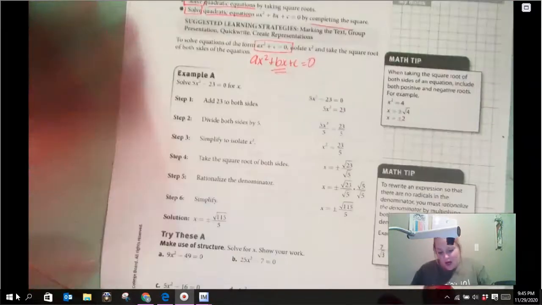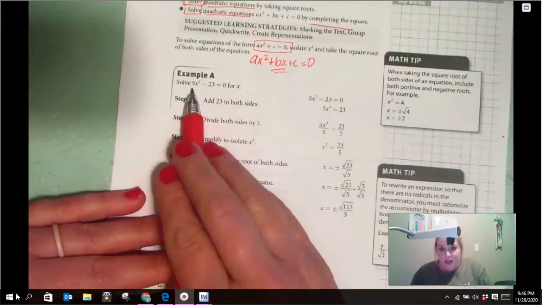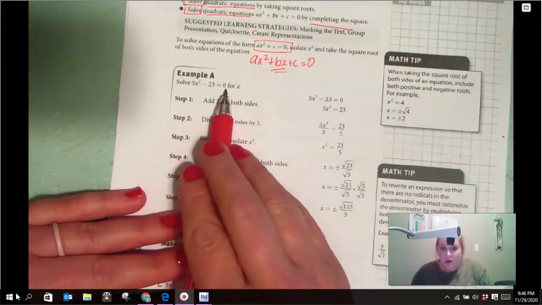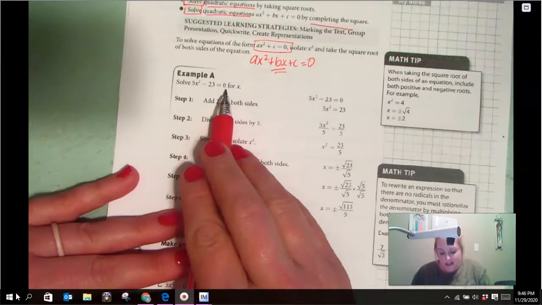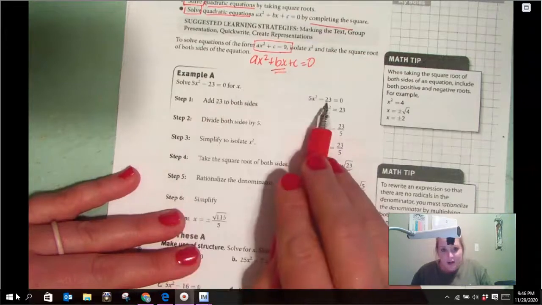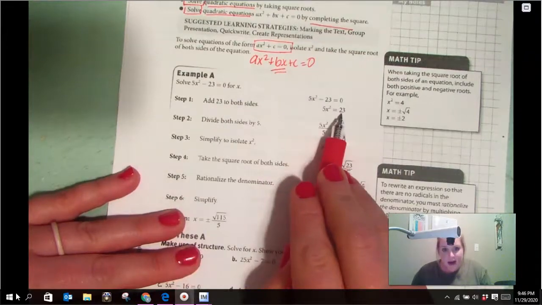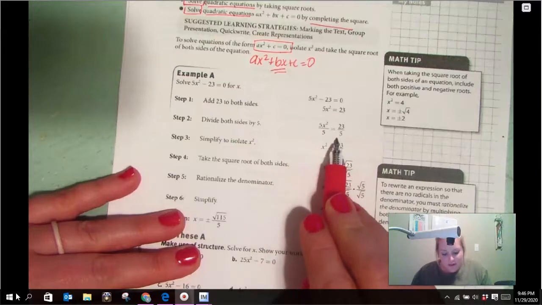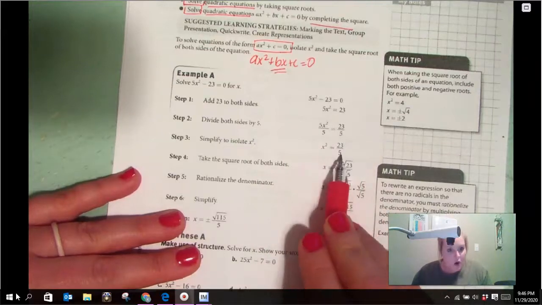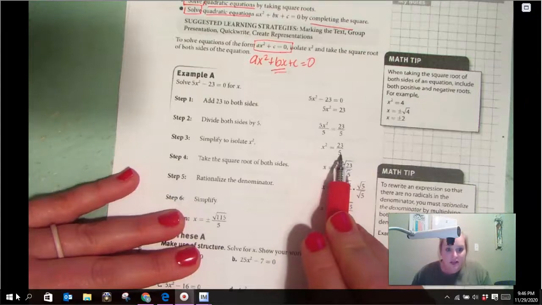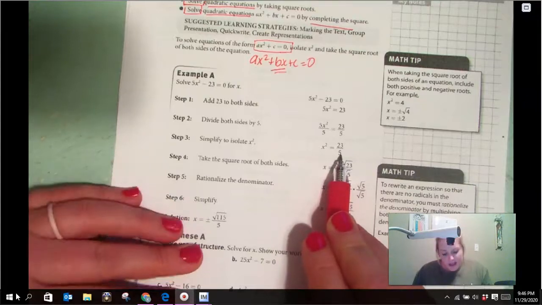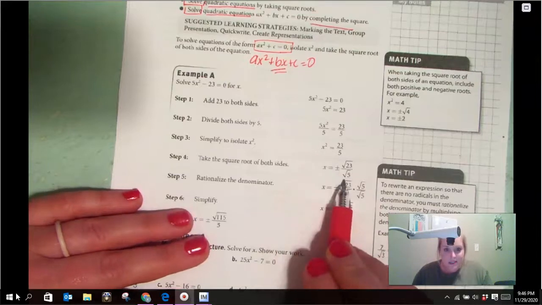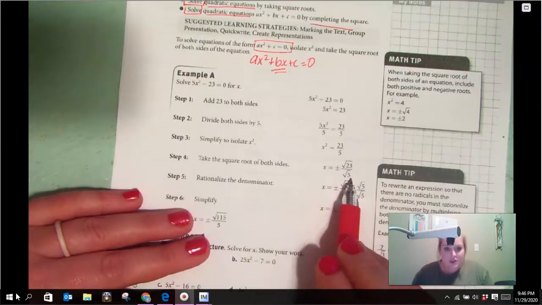So if we look at this first question here, we've got 5x squared minus 23 equals 0. So we need to solve for x. So they're going to add the 23. That gives you that. Divide by 5. Now that's not divisible, so leave it as a fraction. Don't give me decimals. Do not give me decimals. Okay. Then to get rid of the square, you have to take the square root of both sides. You can see they took the square root of the top and the square root of the bottom.